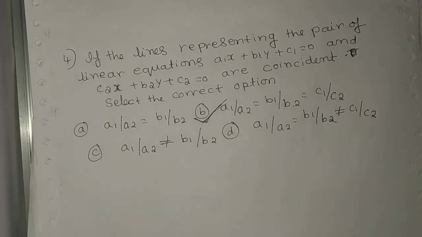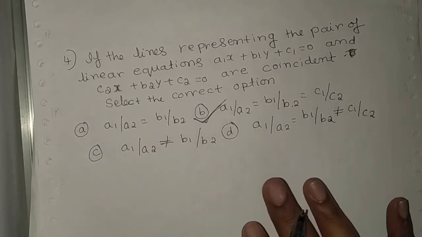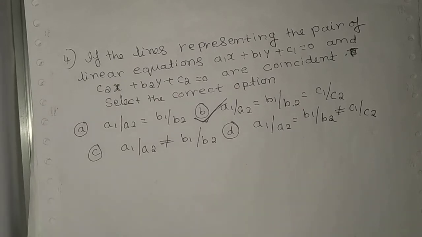So in this class I have completed 4 problems and we have completed exercise 3.7. This completes the chapter, but I'll start solving the objectives, MCQs, fill in the blanks and other questions in the coming classes.